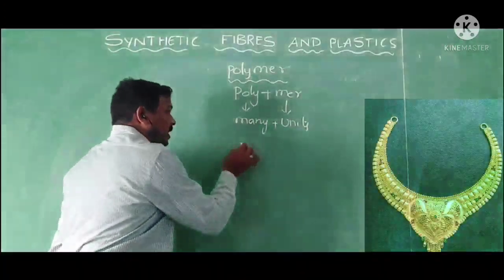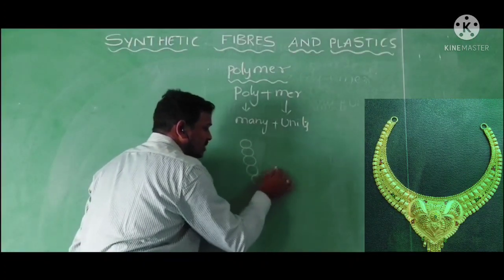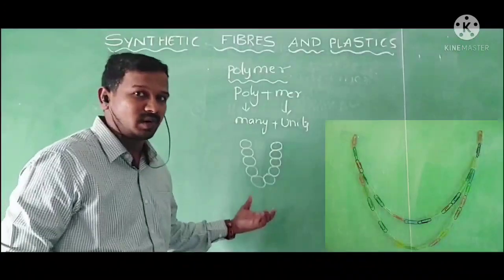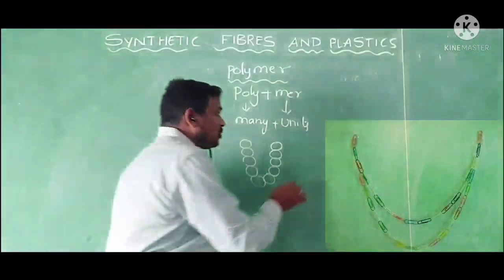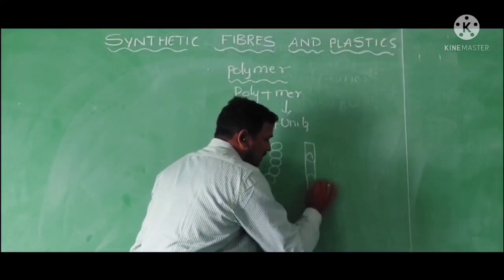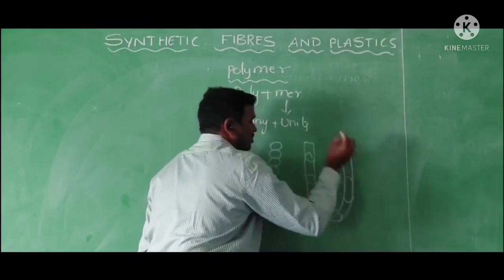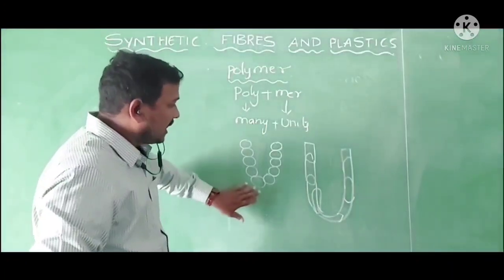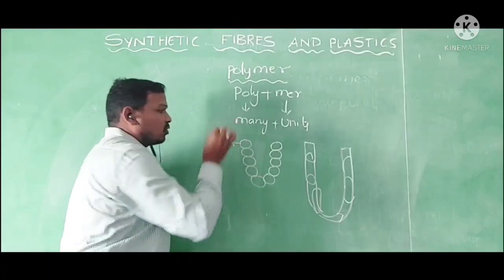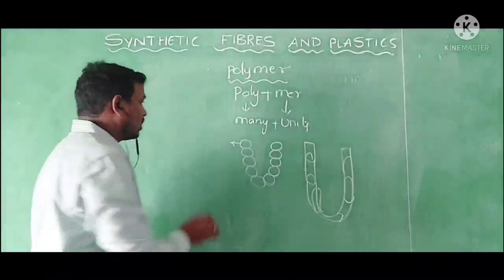Let us discuss a necklace structure here. In a necklace, small units are combining to form a large structure. This is called a polymer. Even with paper clips, if you make a chain, it is made up of small clips forming a large chain. Like this, polymers will be there. Now, what do we call a single unit in the polymer? The single unit present inside a polymer is called a monomer.